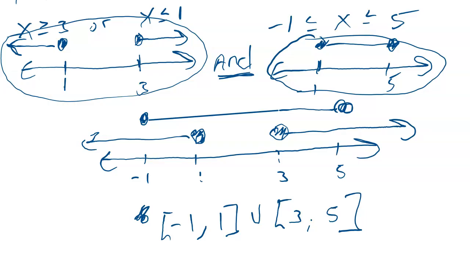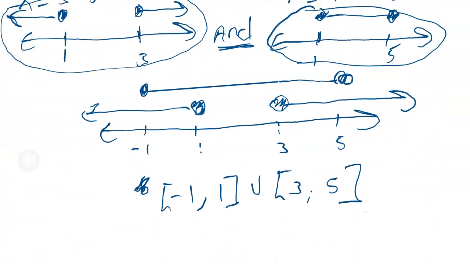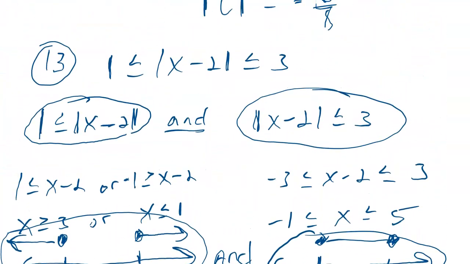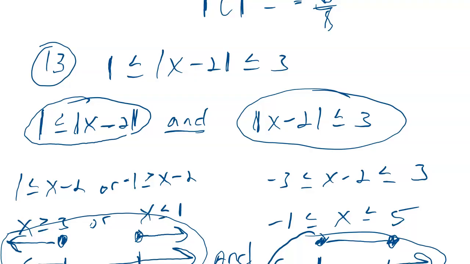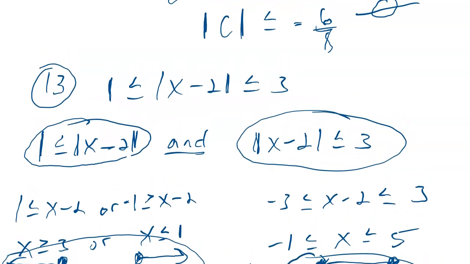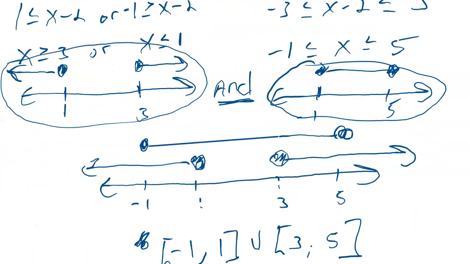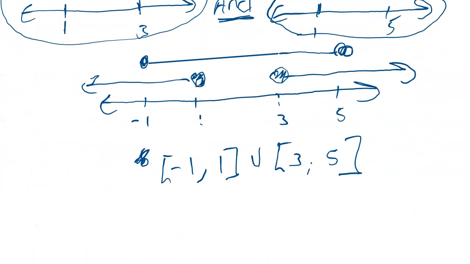But what I would do is pick a number in this interval, plug it in, make sure it works, and then pick a number outside this interval. For example, 0 is in this interval. All right, so plug it in, and 2 is in between 1 and 3. This is really saying the distance. We want the distance from 2 to be somewhere between 1 and 3.